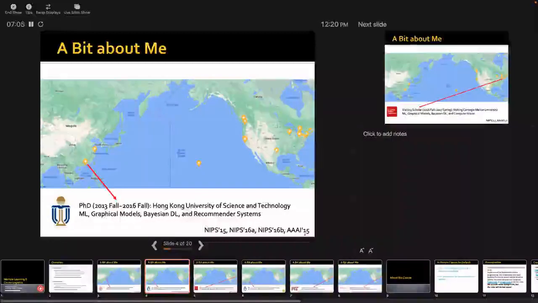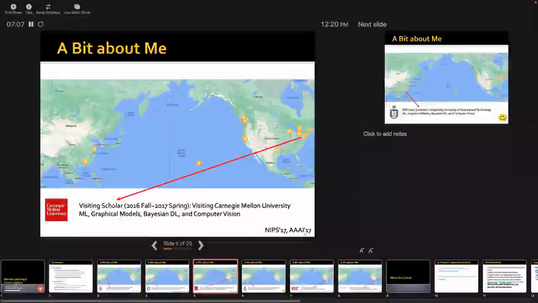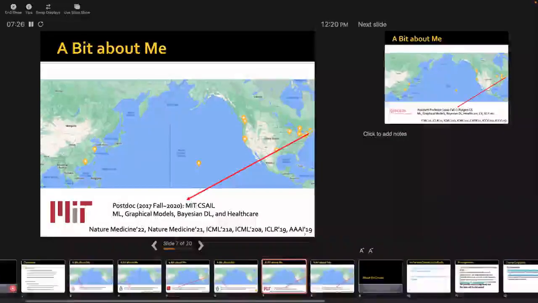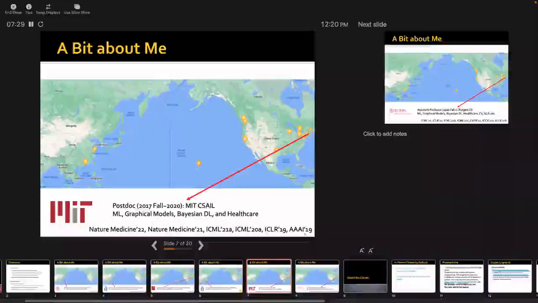And then near the end of my PhD, I went to CMU for a visit. It's a wonderful time. So at that time, I also dabbled a bit in Bayesian deep learning and computer vision. And then I went back for my PhD thesis defense. And then after my defense, I went to MIT to continue research as a postdoc.